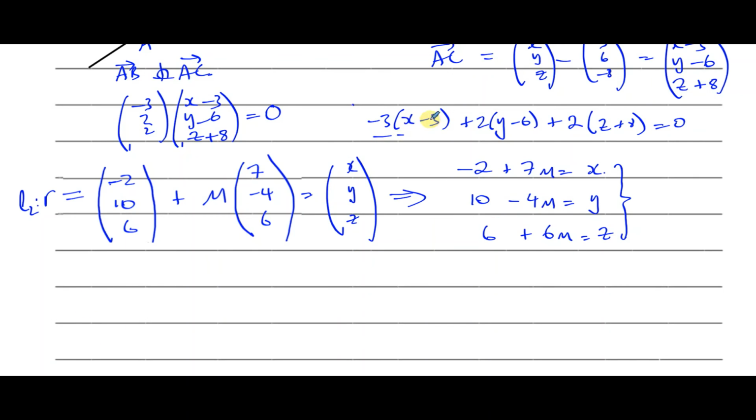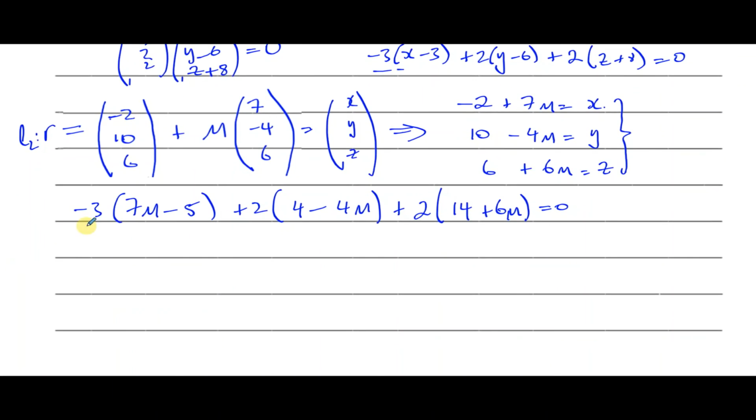I'm going to substitute what x is equal to inside this equation. I'll have minus 3 times, now x is minus 2 plus 7 mu. So if I put minus 2 plus 7 mu instead of x, minus 2 minus 3 is minus 5, plus 7 mu, so I'll have 7 mu minus 5. Then instead of y, I put 10 minus 4 mu, so I'll have plus 2 times, 10 minus 6, which is 4, 4 minus 4 mu. And then plus 2 again times z plus 8. Instead of z, I'll put 6 plus 6 mu, so I add the 8 and the 6, which gives me 14, plus 6 mu. And all of that has to equal 0, because the dot product was 0.